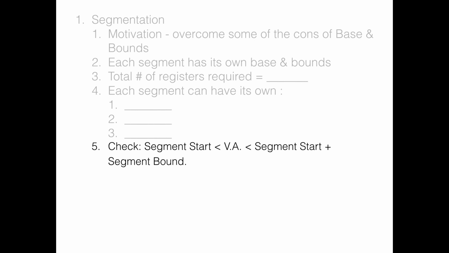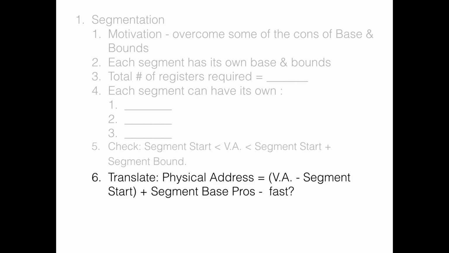There are 2 important methods. First is the check. We have to check whether an address is valid or not. It's a simple check: the segment start is less than the virtual address, which is less than segment start plus segment bound. We also have a simple translation formula. The physical address is given by the virtual address minus segment start plus segment base.